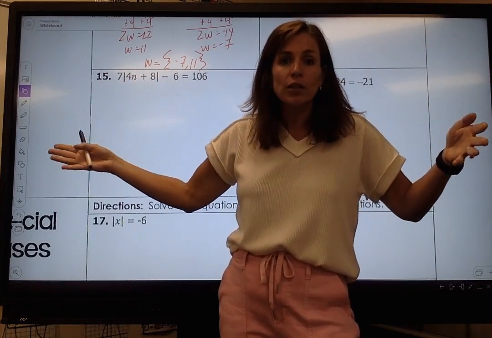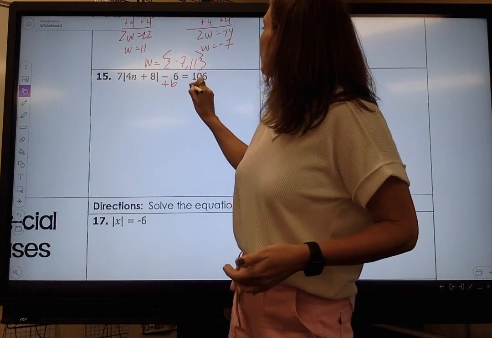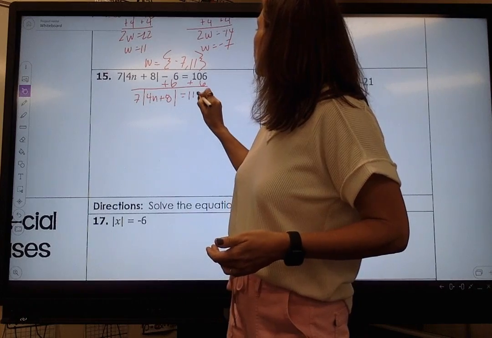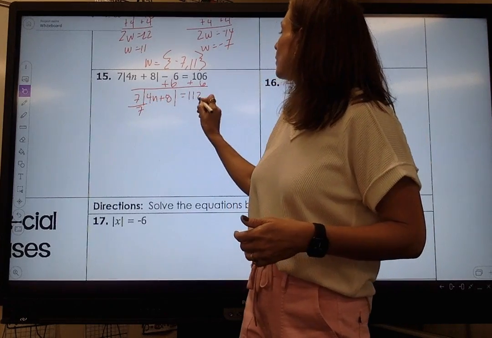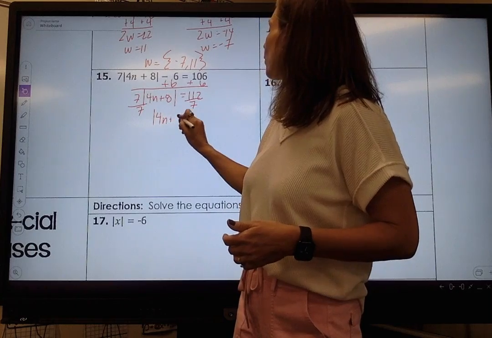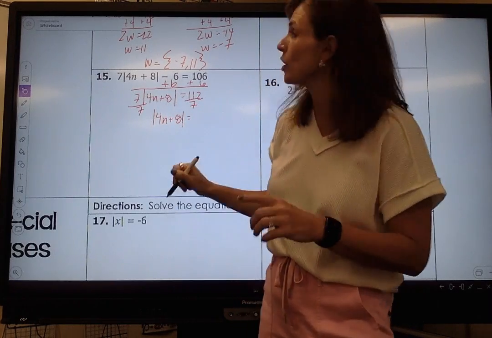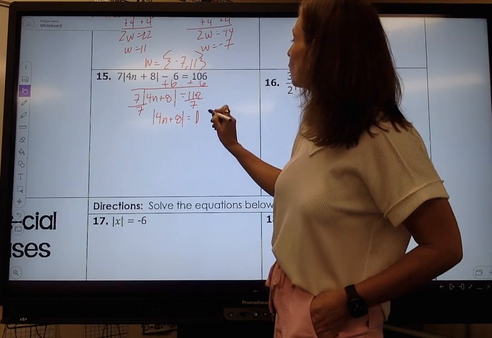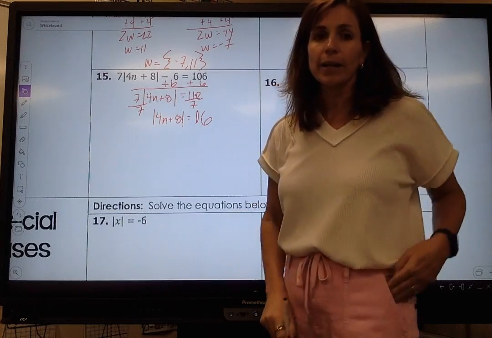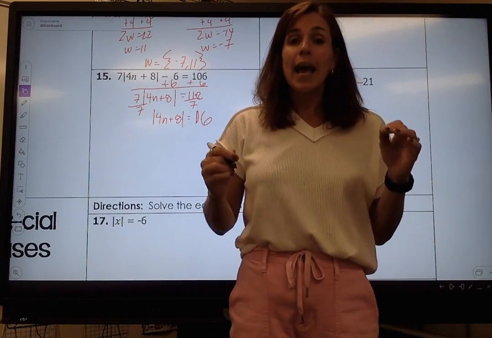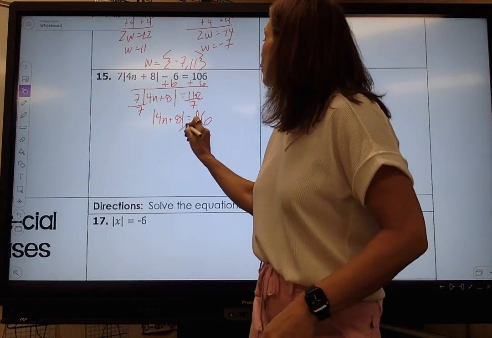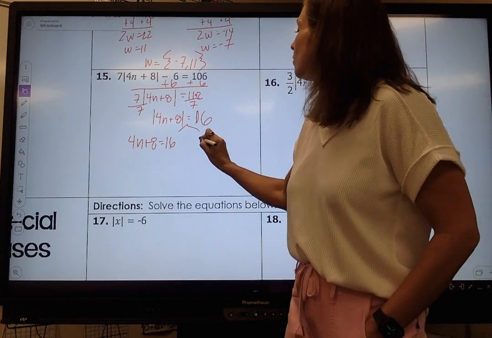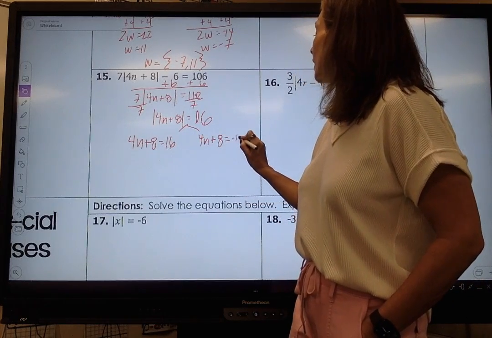You've got to get rid of your constant term first. So I'm going to add 6, additive inverse, and I get 7 times the absolute value of that equals 112. Now I'm going to divide both sides by 7, and I get the absolute value of 4n plus 8 equals, remember short division, 7 goes into 11 one whole time with 4 left over. 7 goes into 42 6 times. All right, now absolute value, isolated. After it's isolated, now I branch. Those absolute value brackets go away, and I set the inside equal to the positive value, and I set the inside equal to the negative value.